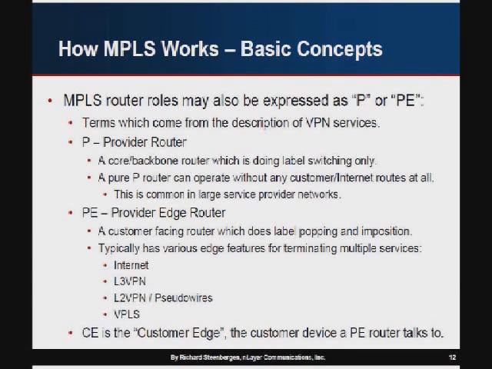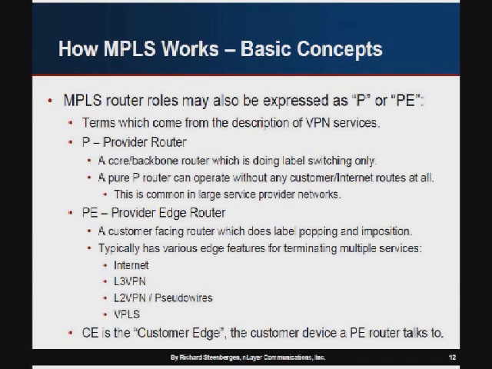Some MPLS roles are also expressed as P or PE. Basically, these terms come from the VPN services. So the 2 roles that you'll see in a provider network are the P router, which just stands for a provider router. It's the core router in the middle that's just doing label switching. And a pure P router can actually operate without any customer or internet routes at all. It can just purely switch on MPLS. And there's actually a lot of large service providers out there that implement it that way.